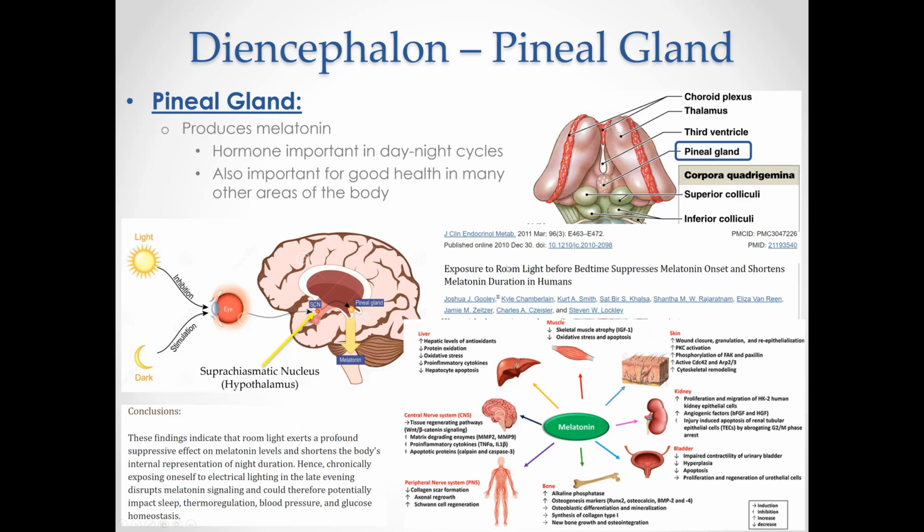And here's a conclusion from this article. These findings indicate that room light exerts a profound suppressive effect on melatonin levels and shortens the body's internal representation of night duration. Hence, chronically exposing oneself to electrical lighting in the late evening disrupts melatonin signaling and could therefore potentially impact sleep, thermoregulation, blood pressure, and glucose homeostasis. For example, lack of melatonin is now being linked to things like obesity, diabetes, and cardiovascular disease. I'm going to post an article from Harvard Health on D2L if you want to read up more about the effects of light exposure at night and the detriments on your health.